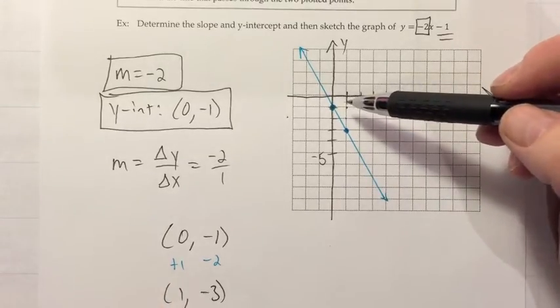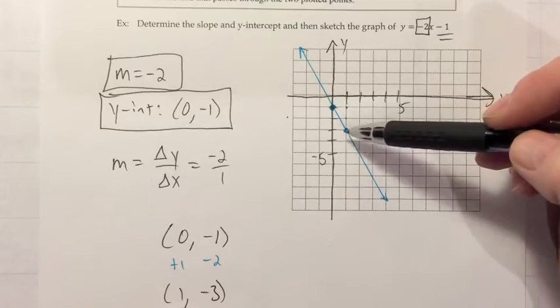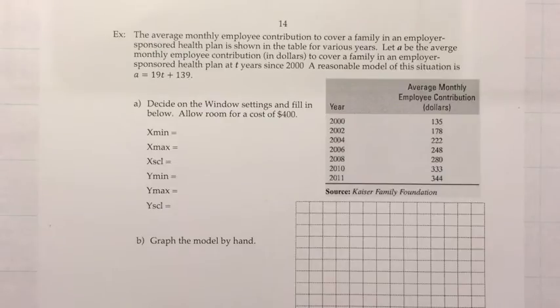This is an ordered pair, so start from the origin, over 1, down 1, 2, 3, and that is a match with when we use the counting squares method. All right, let's look at one final example.